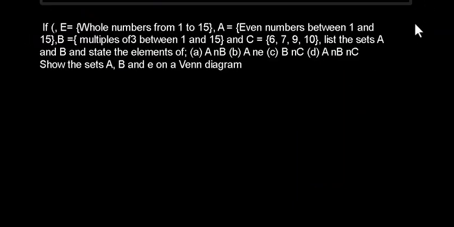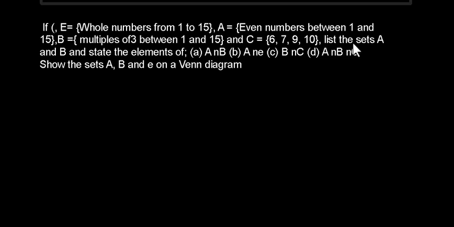Right, we move on to our last question under this particular topic. If E, the universal set, is all numbers from 1 to 15, then set A is the even numbers between 1 and 15, B is the multiples of 3 between 1 and 15, and C is 6, 7, 9 and 10.